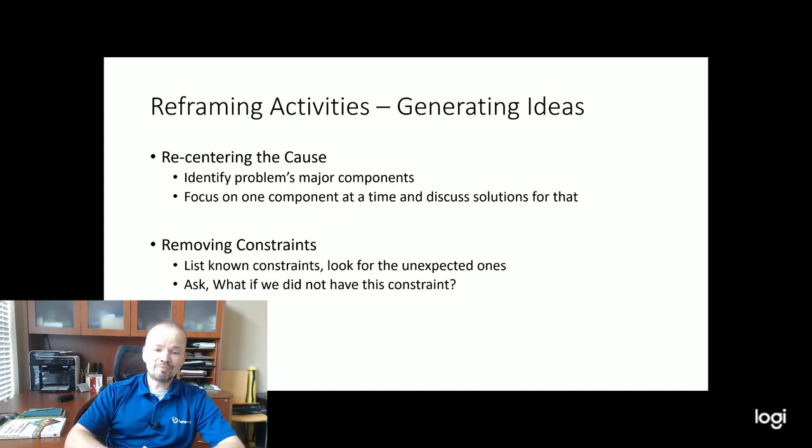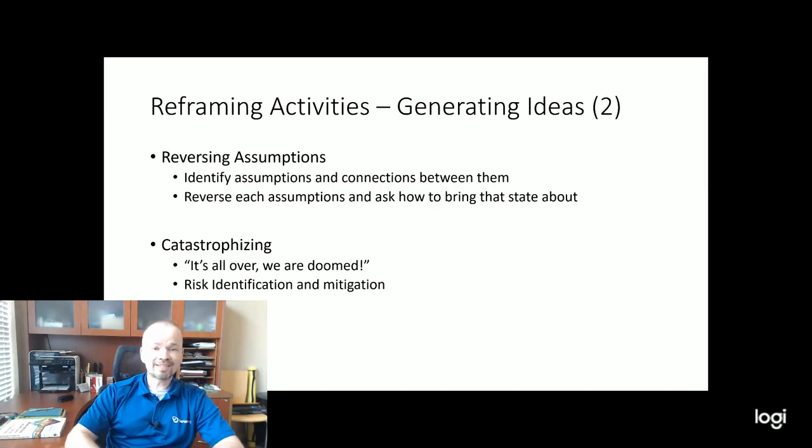These kinds of questions might jolt people's creativity and make them come up with ideas that would be valid and quite easy to implement, even with the constraints still being in place. Next activity, reversing assumptions, is somewhat similar to removing constraints with a twist.